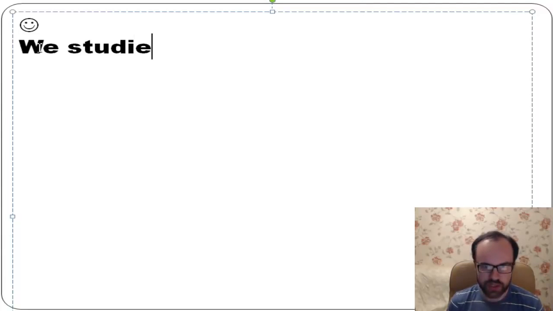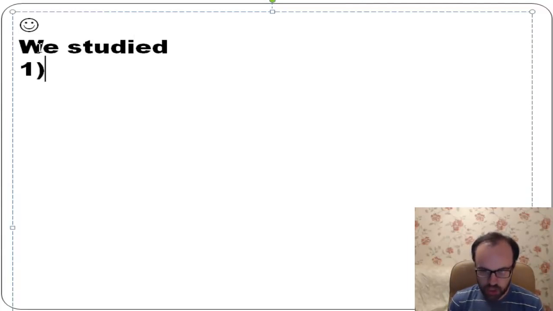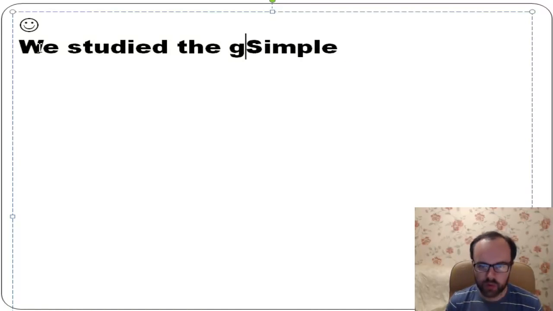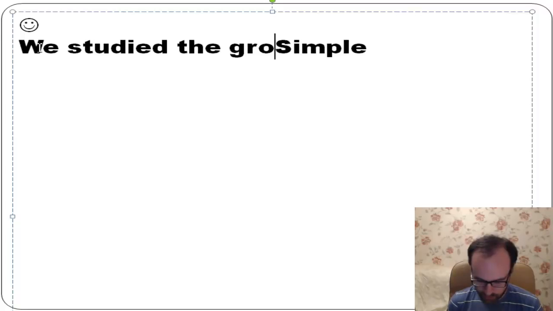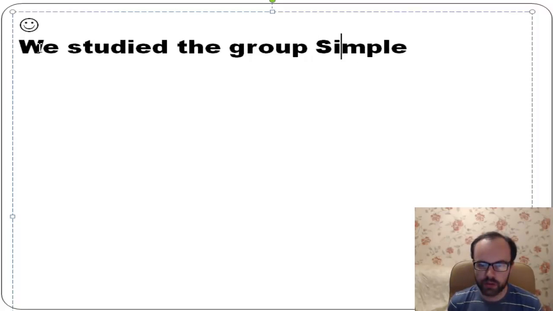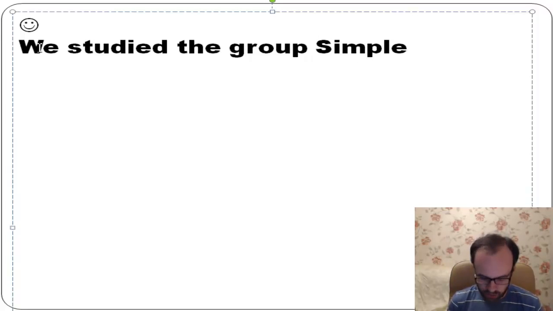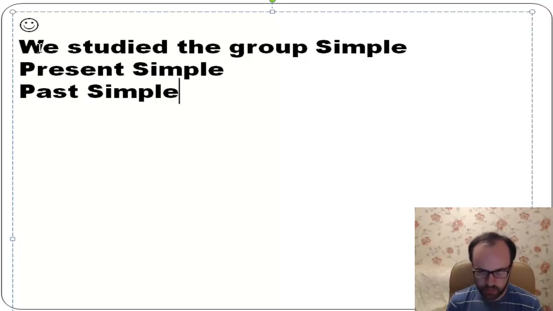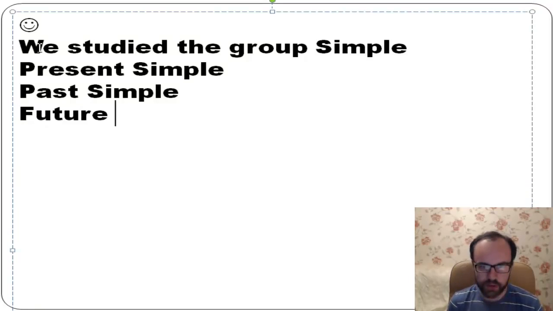Okay, so we studied the group simple. We studied the group of tenses. So, present simple, past simple, and future simple.